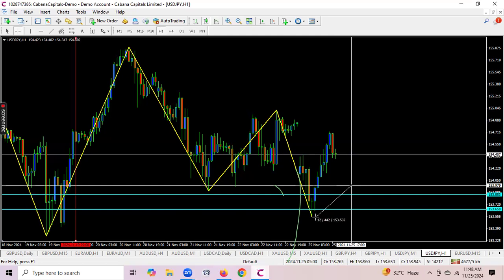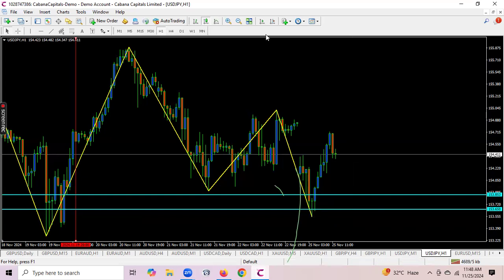USDJPY, and that is likely going to play out before the New York session. That's my take on USDJPY. I hope that is clear, Mr. Raphael. That's my take on USDJPY.